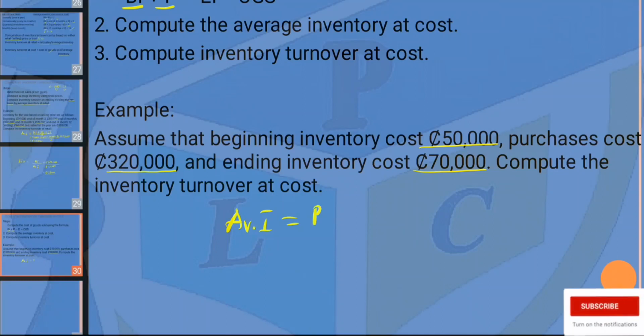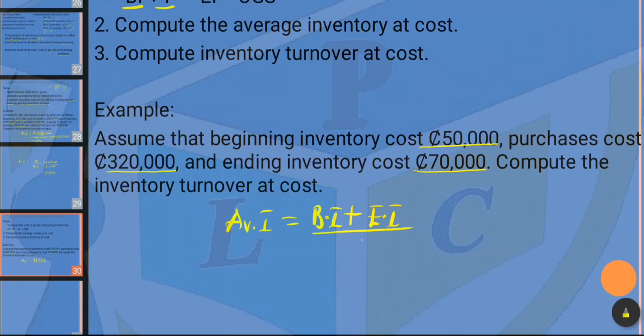So it's going to be the beginning inventory. Based on the nature of the cost, you should be able to know the period, whether it's annually, semi-annually, quarterly, monthly, or daily. Here, based on the beginning inventory and the ending inventory, we are talking about computation of inventory turnover annually. So it's going to be beginning inventory plus ending inventory. And how many periods do you have here? 2. So it's going to be divided by your n.